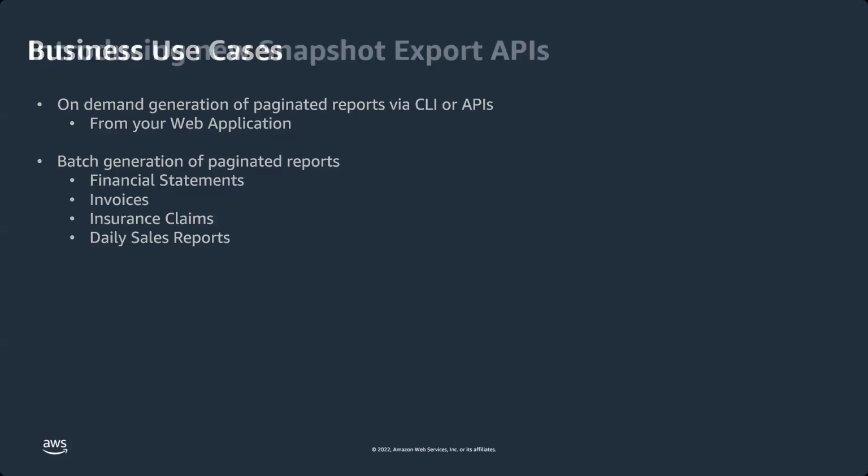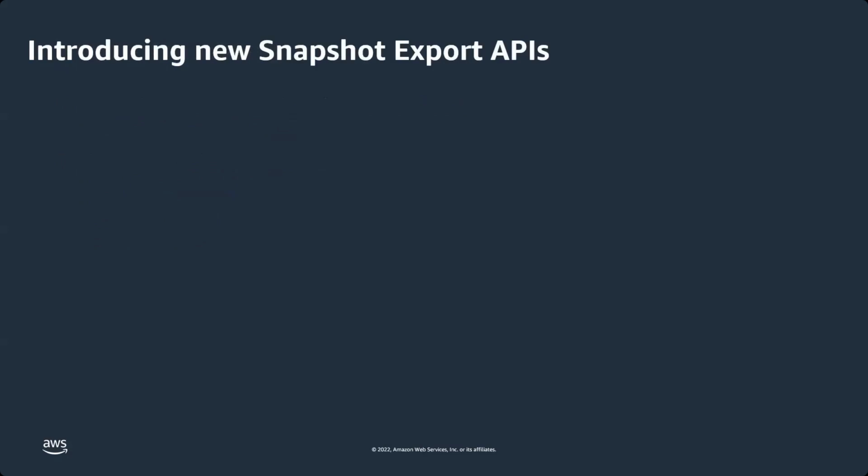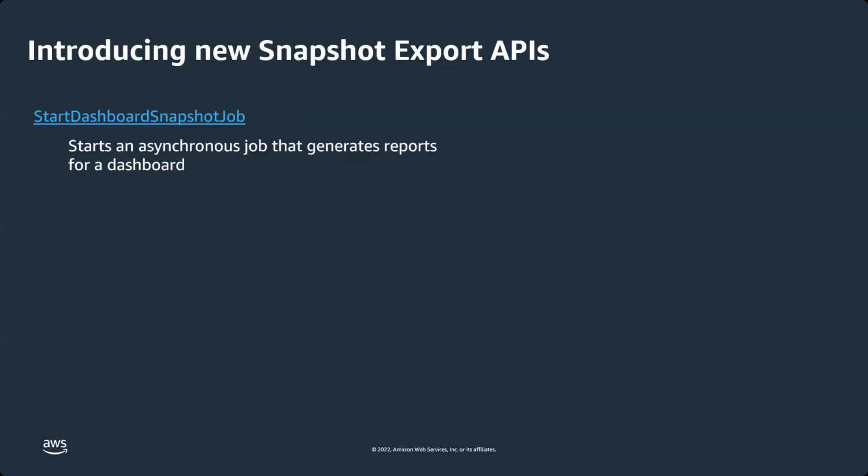Now let's talk about what these APIs are. We call them the new snapshot export APIs, which were recently launched at the end of July. To start with, the very first one is StartDashboardSnapshotJob. What it does is start an asynchronous job that generates the reports for a dashboard. In one API call, you can request up to 5 CSV reports for your table or pivot table visuals, or one Excel workbook, or also one paginated PDF report.